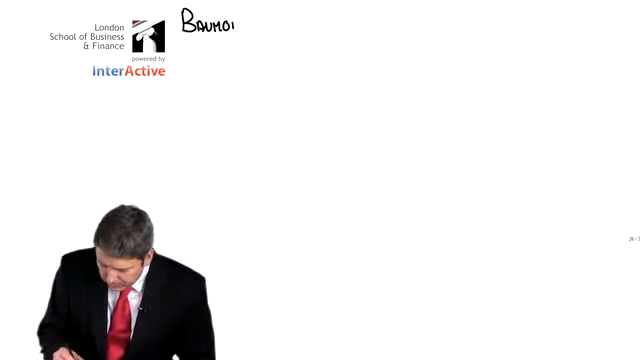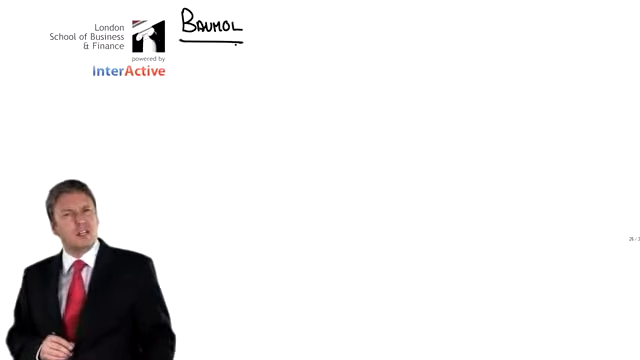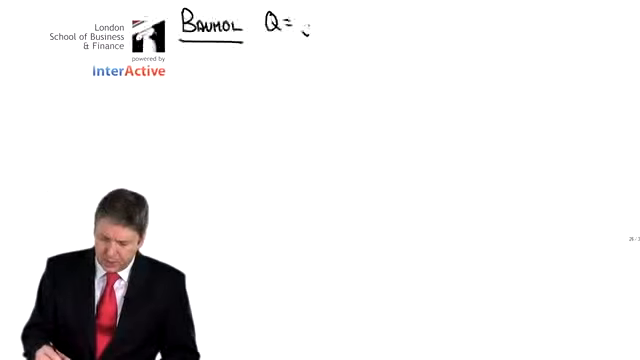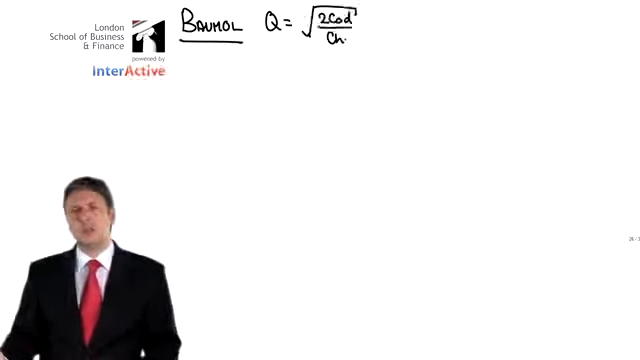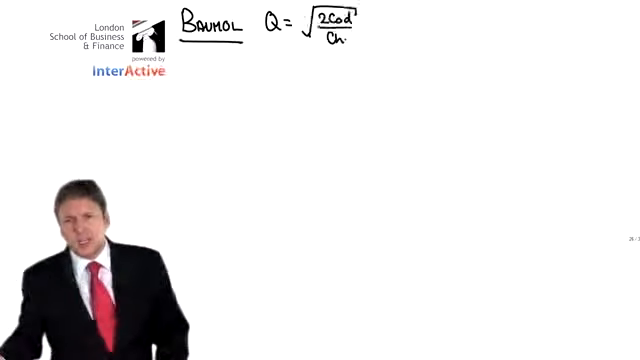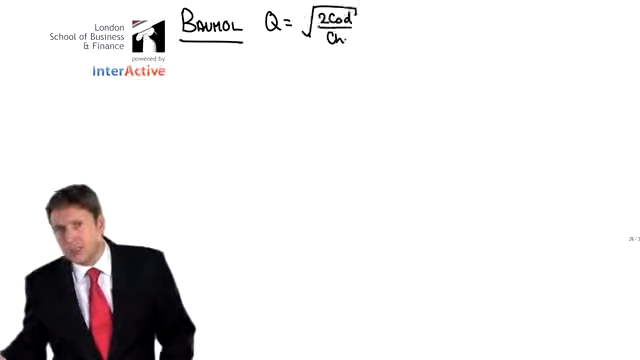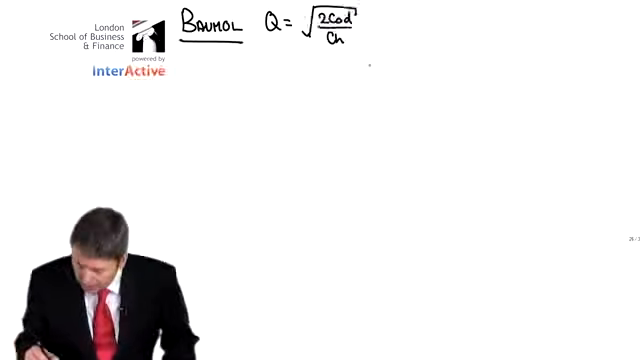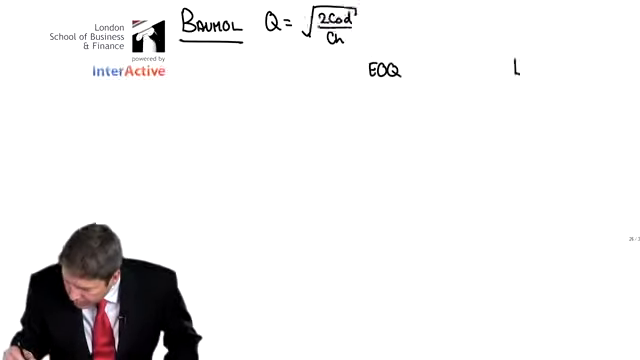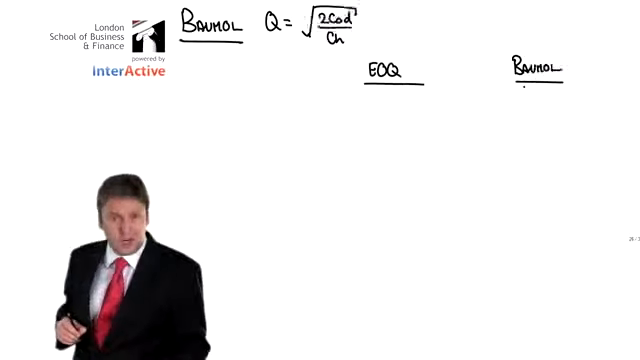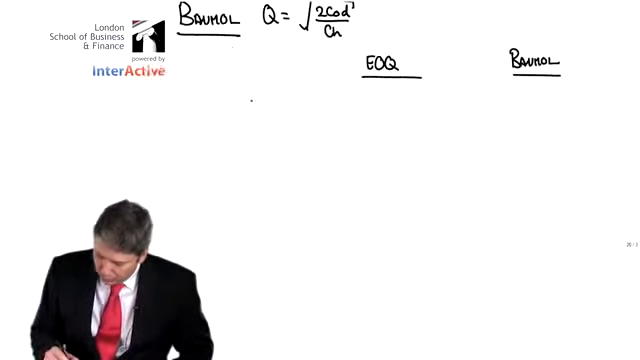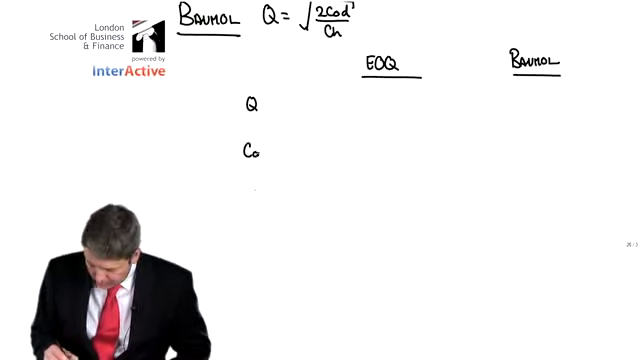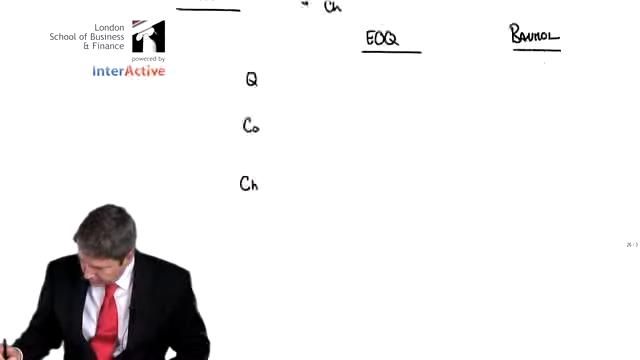When we look at the Baumol model, I can't get too excited about it. It's the EOQ for cash. Q equals the square root of 2 CO D over CH. So all I want to do here is to illustrate what it is that it calculates in direct relation to the EOQ itself. So if we have the EOQ and we have Baumol, what is it that we're trying to get out of it? Well, okay, if you remember, when we looked at the EOQ, we wanted to know Q, CO, CH, and D.